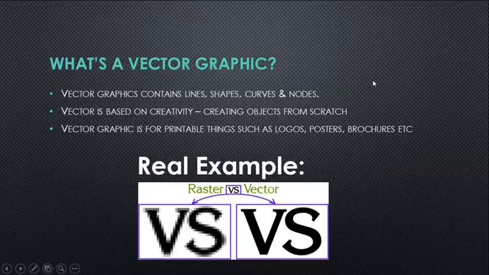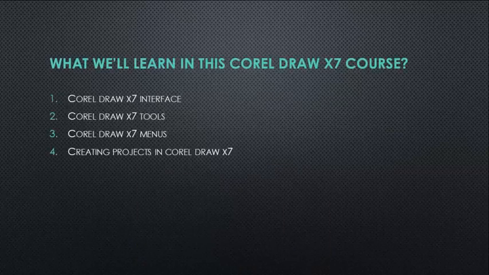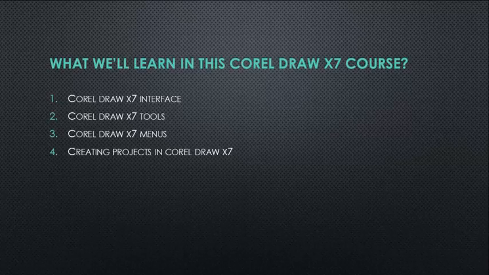explanation about vector graphic. Now what we will learn in this Corel X7 course, basically this course will have 4 simple sections for you. The first one will be understanding the Corel software, the interfaces of Corel software. When we open it and we see how many sections are there in Corel software, so we can understand them very easily in a few lectures in the first section.